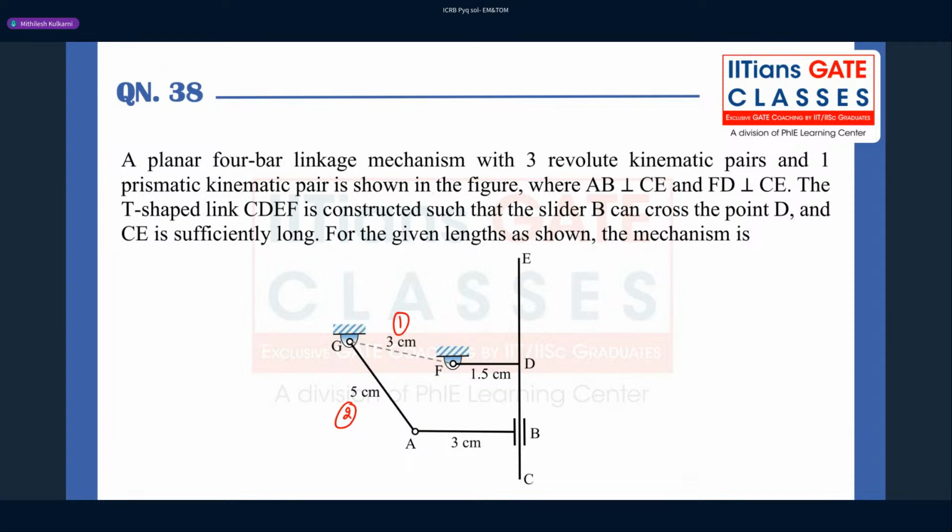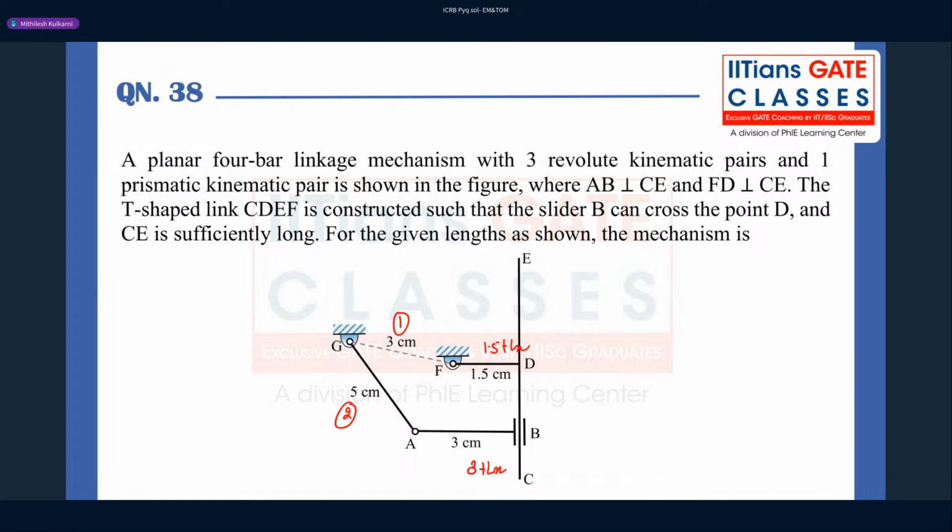Sliding pair is what? Sliding pair is a turning pair with an infinite radius, right? Sliding pair is nothing but the case of a turning pair with an infinite radius. So the effective length is not just 3 centimeter for the link, third link. It will be 3 plus Lx. I will show you the effective diagram of it, and the FD will be 1.5 plus Lx.